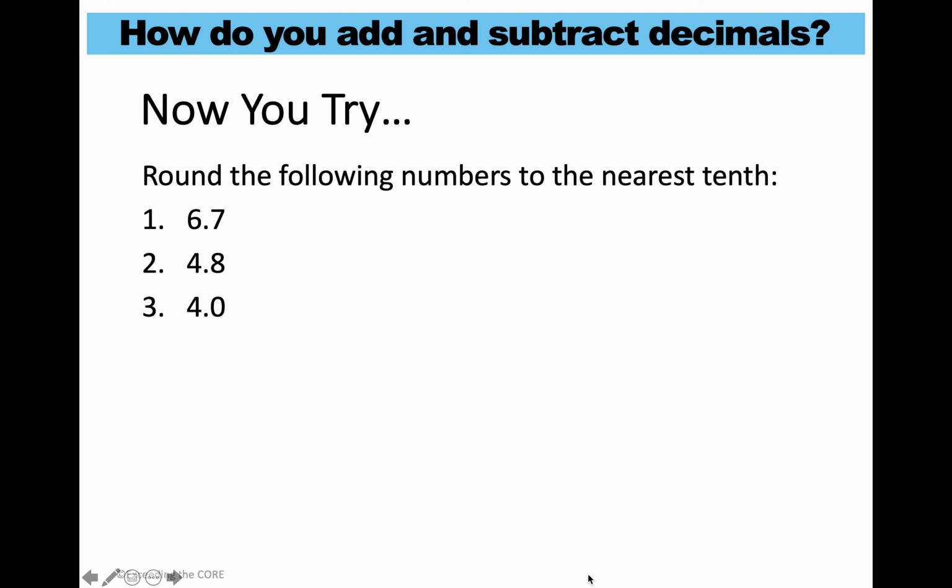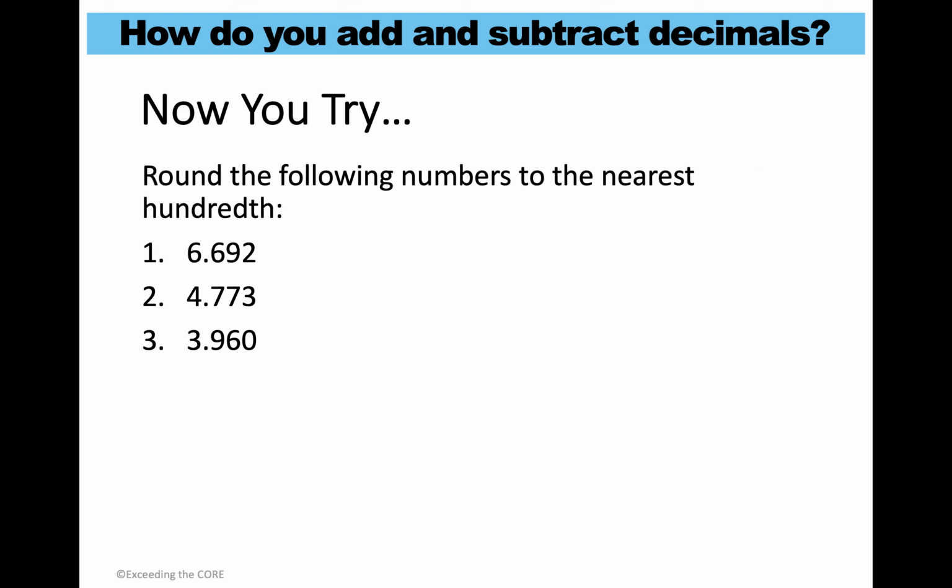All right, let's try this, but now let's round the numbers here to the nearest hundredths place. So we're going to be rounding to the second column to the right of the decimal, the hundredths place. So take a minute, pause the video, work these problems based on what you remember about rounding, and then come back to see the answers. So pause now.